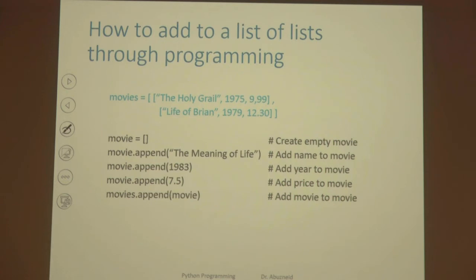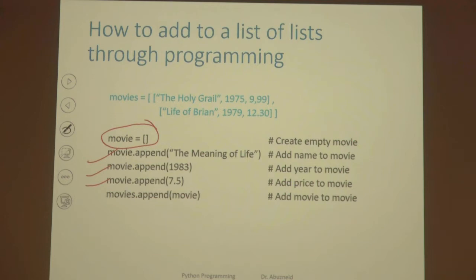So the way to do it, I create a movie, an empty list. Now I need to add. So what I add to the movie, note it's movie, not movies, right? Movie. I appended the name, I appended the year, I appended the money. So now I have one list.